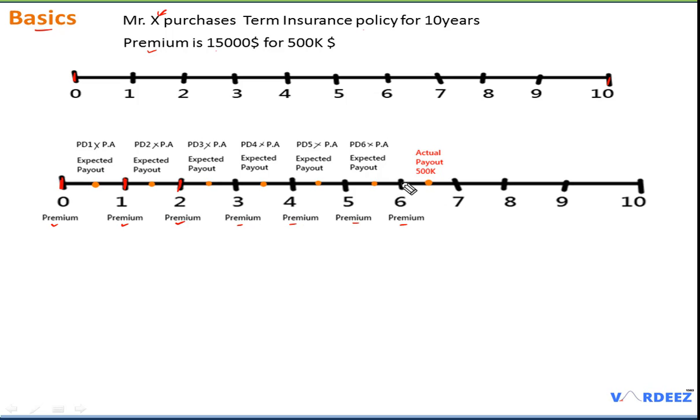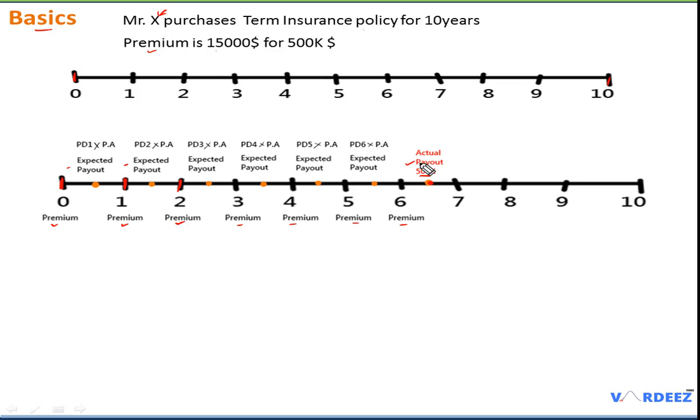And now let's just assume that between years 6 and 7 Mr. X dies. So as per the policy, the insurance company will make the actual payout of $500,000 to the nominee of Mr. X. Clear? So this is a typical insurance structure, but there's also something known as expected payout.